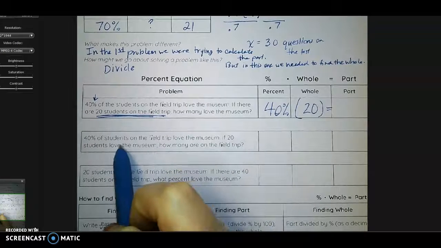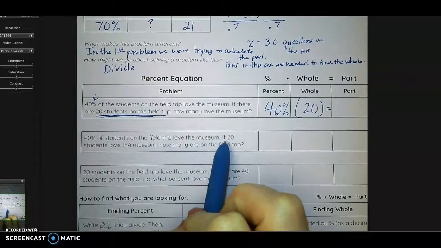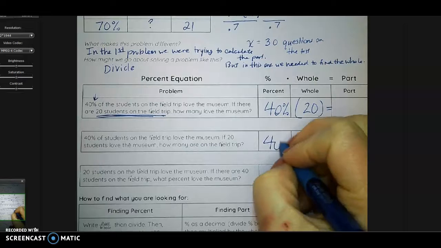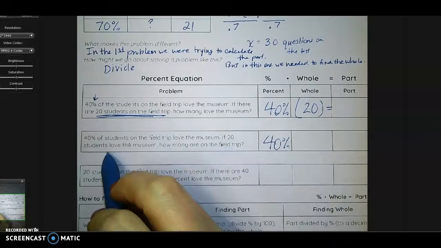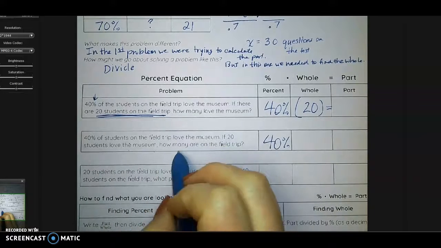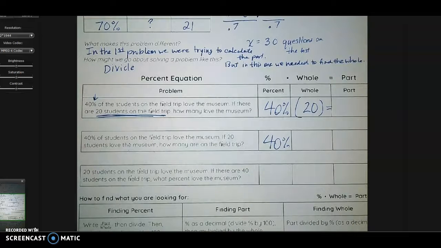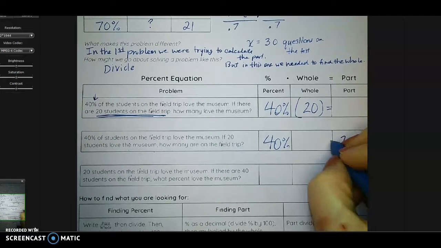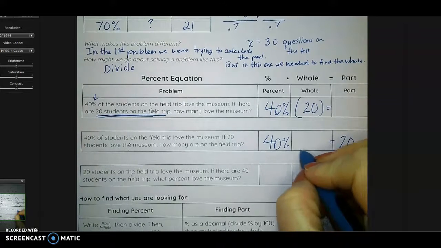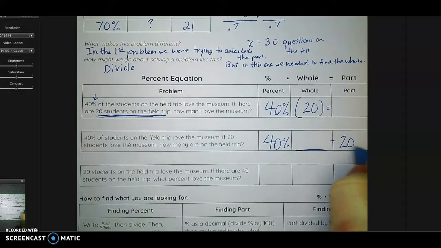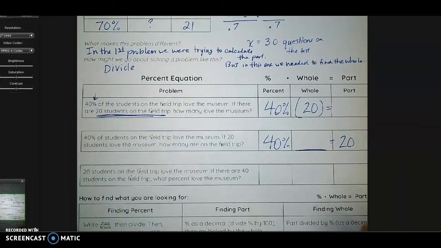The next one says 40% of the students on the field trip love the museum. Once again, 40%. If 20 students love the museum, how many were on the field trip? So if 20 love it, how many were there in total or altogether? So that means this is what I don't know, so I would have to divide to find my answer.